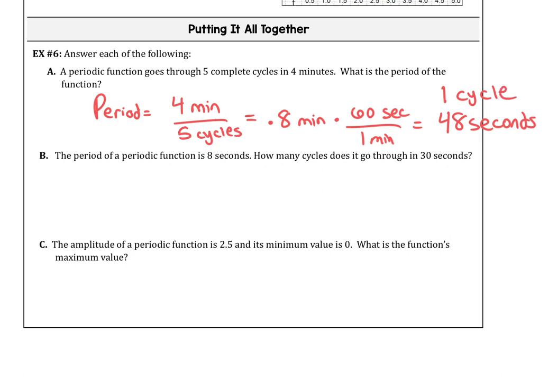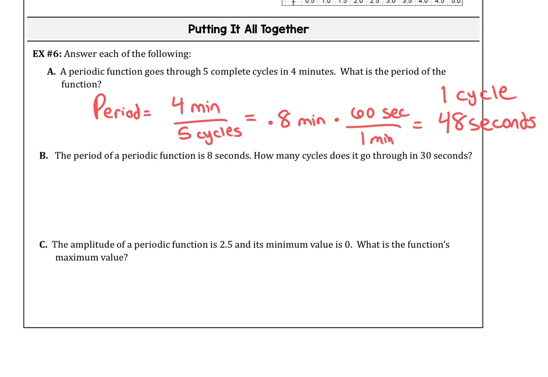So if you're ever given how many complete cycles you do in a certain time frame, take the time frame that we operated in and divide it by the number of cycles that we completed in that time frame. And then if it says for seconds, multiply that by 60 because there's 60 seconds in 1 minute.